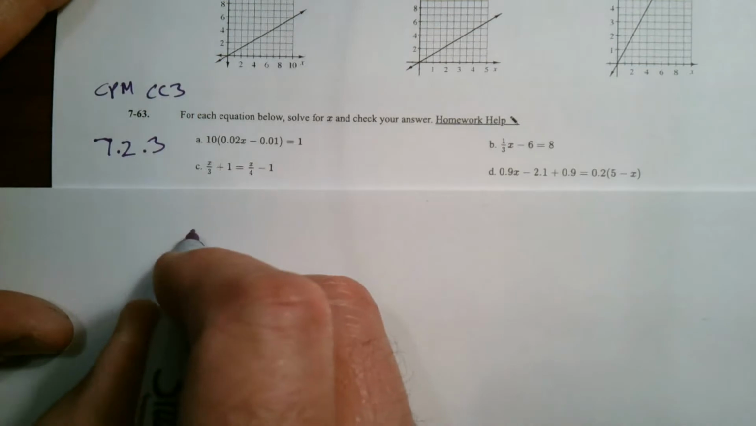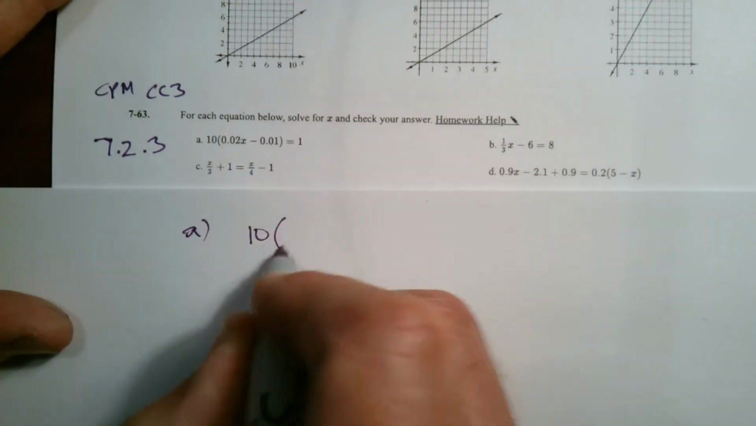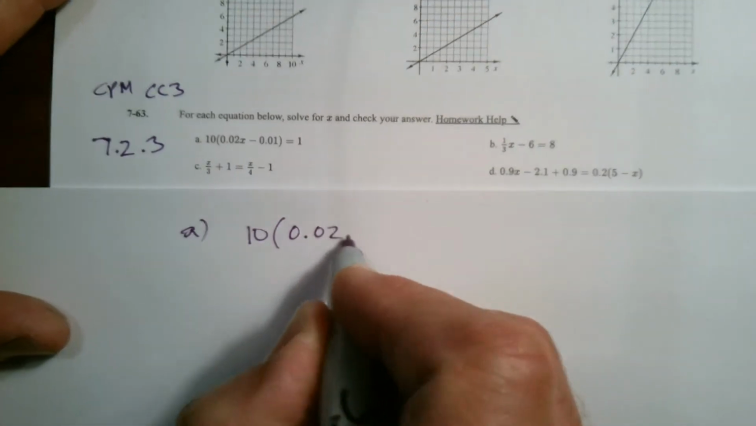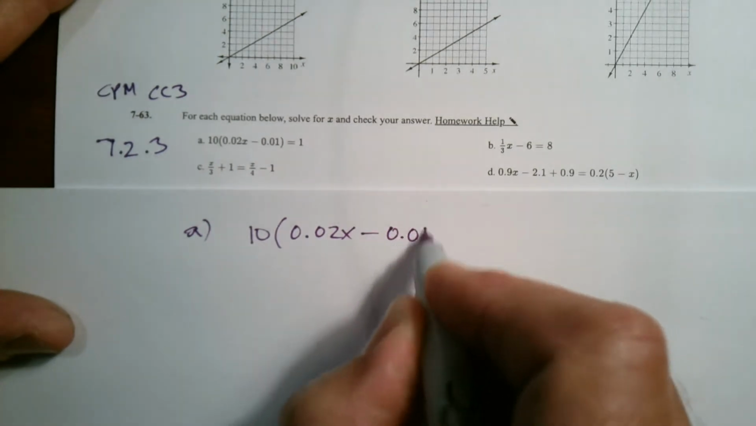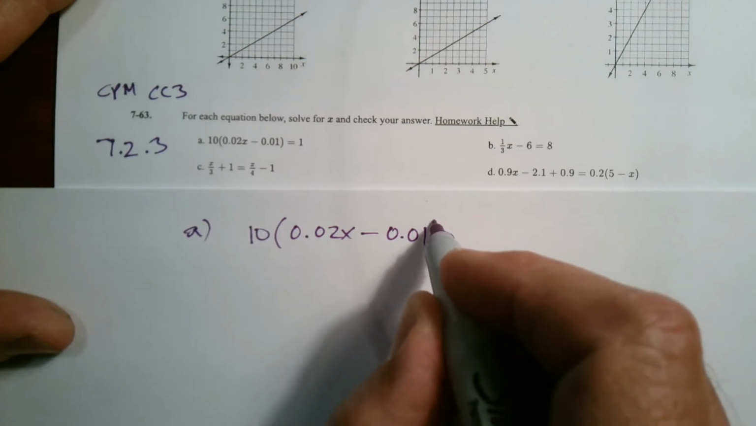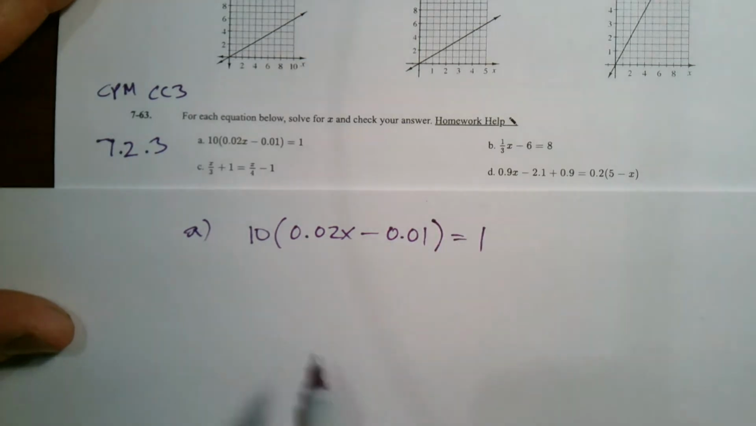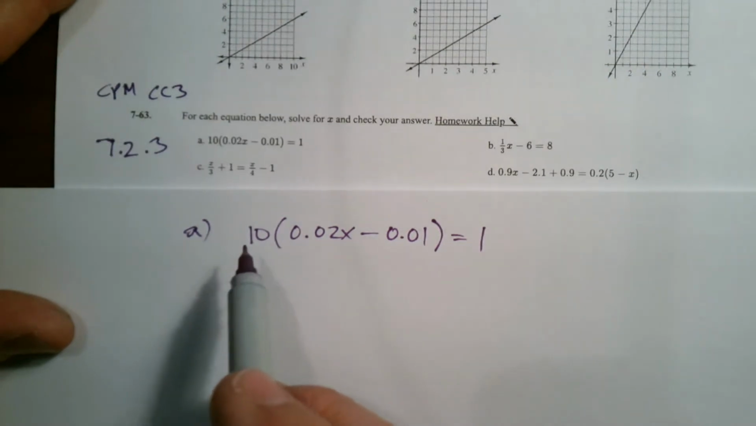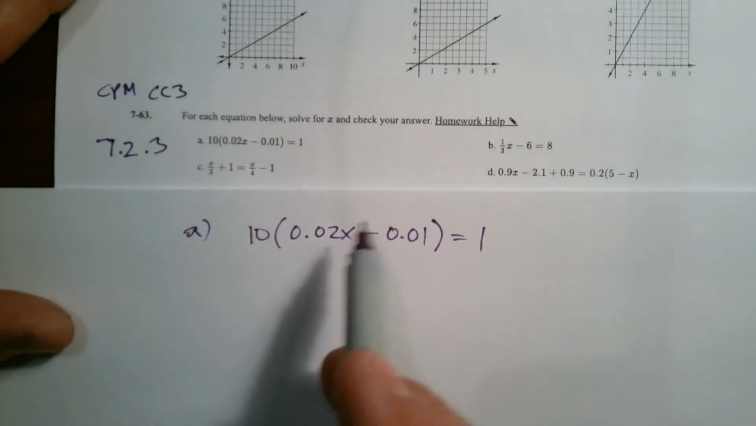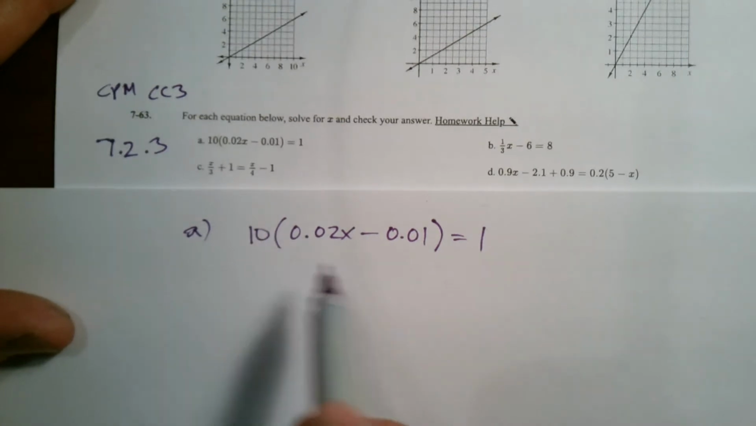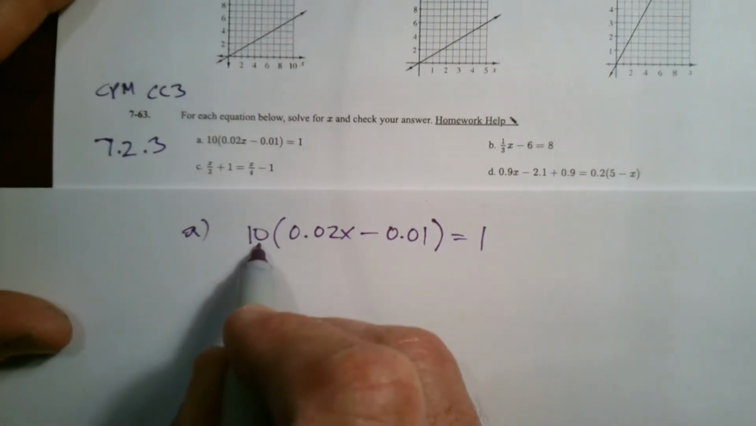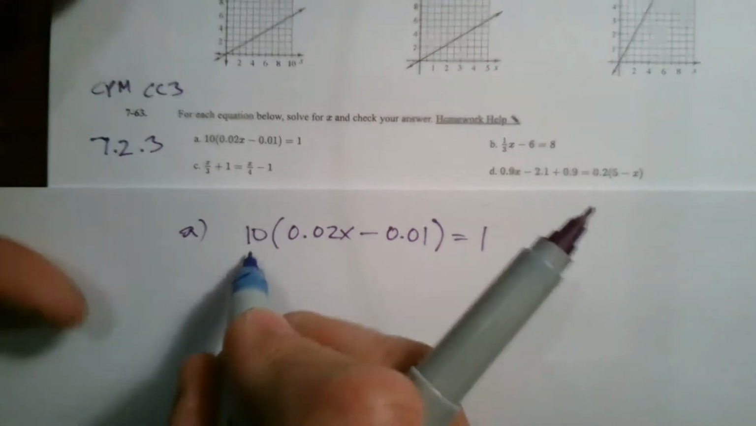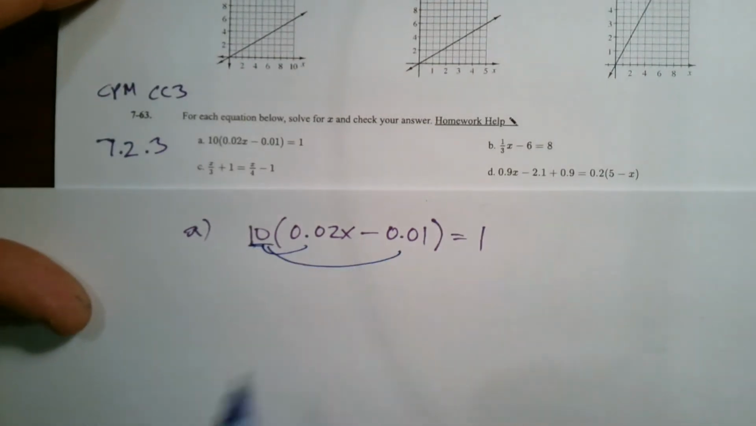So A is 10 times the quantity of 2/100ths x minus 1/100th, and that equals 1. So first thing is, before I utilize decimal busters or fraction busters, I always have to distribute. It gives me a better sense of what I'm dealing with. So distribute first. So in this case, we'll distribute the 10, right? So the 10 is in front of the parentheses. That means distributive property. So you multiply them times each one.